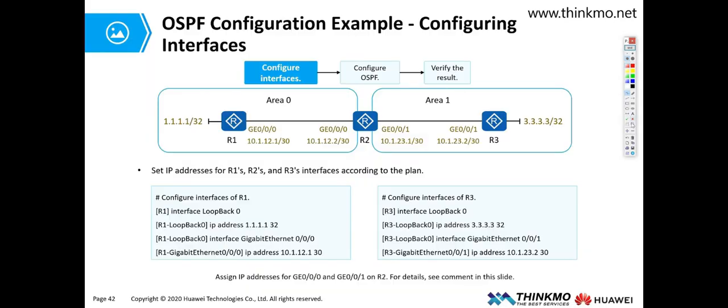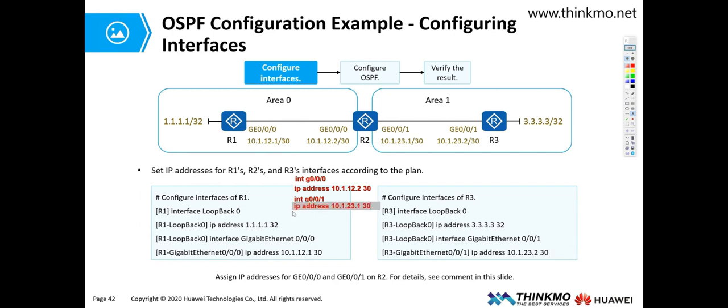Additionally, although it is not written in our diagram, we actually need to configure R2 in essence. First, we need to enter the corresponding interface, for example, GigabitEthernet 0/0/0. Then we configure the IP address. Suppose the IP address here is 10.1.12.2 with a 30-bit subnet mask. Then we proceed to configure interface GigabitEthernet 0/0/1. Then we enter the IP address 10.1.23.1 with a 30-bit subnet mask.